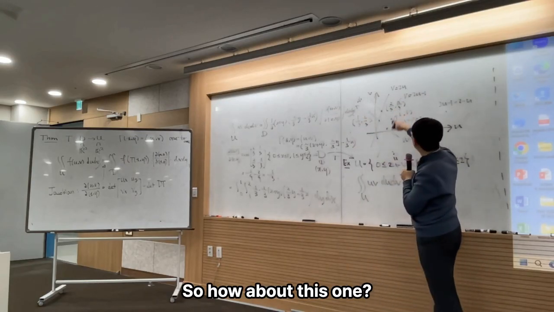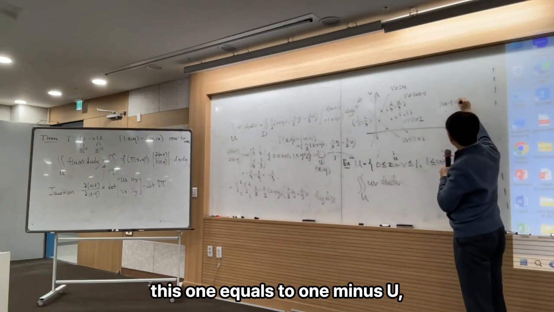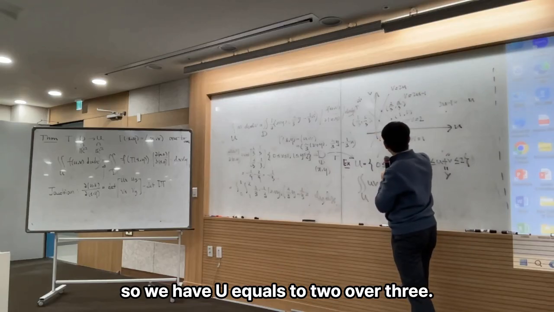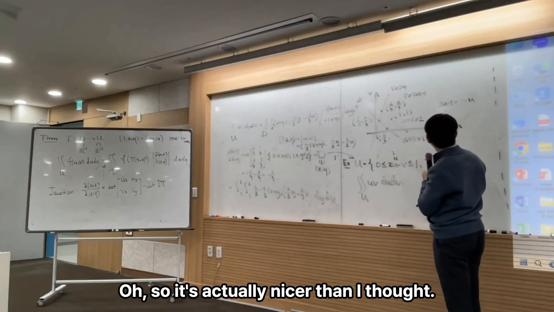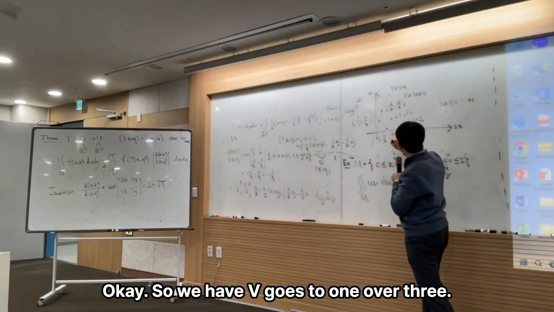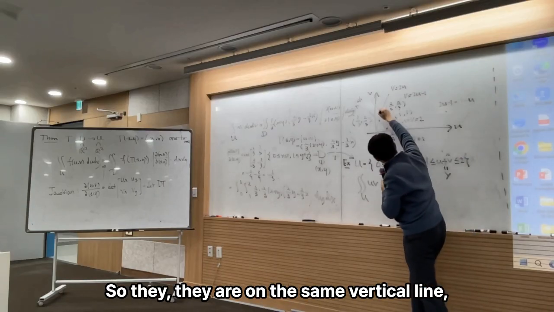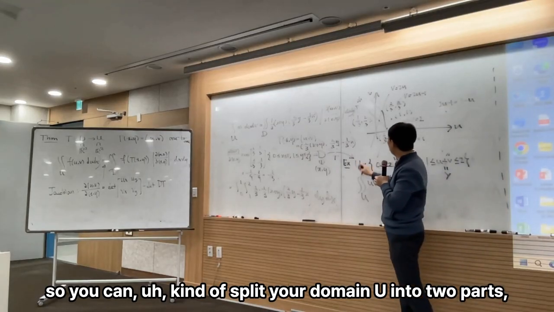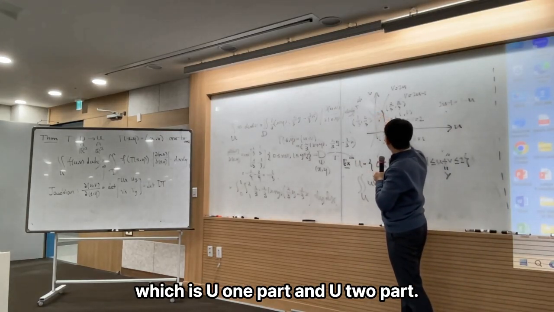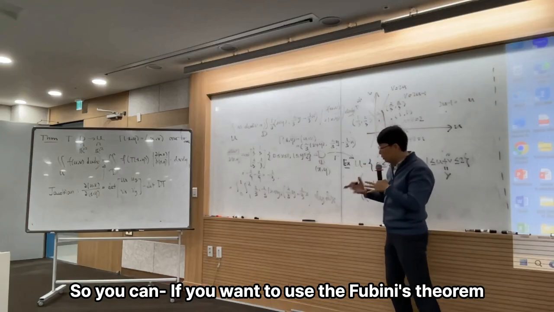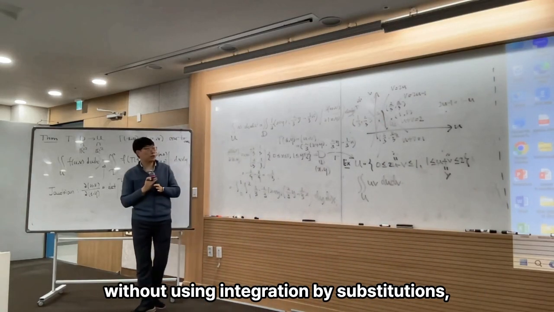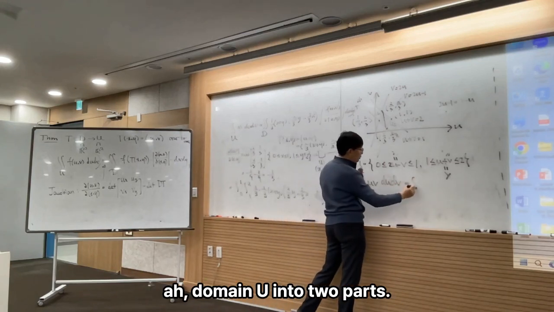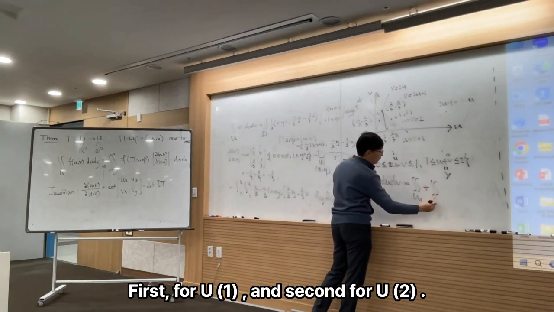How about this one? Intersecting these two, v equals 1 minus u, so we have u equals 2/3. Oh, it's actually nicer than I thought. So v equals 1/3, and they are on the same vertical line. So you can split your domain into two parts, u1 and u2. If you want to use the Fubini theorem without using integration by substitution, you have to split your domain D, domain u, into two parts: first u1 and second u2.